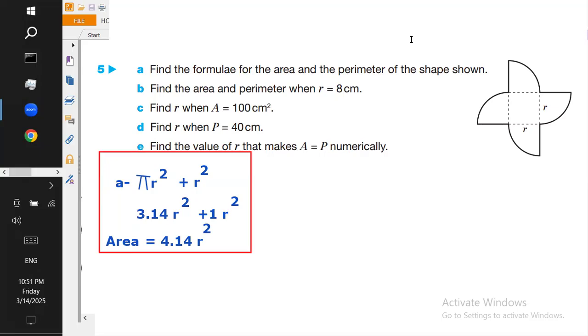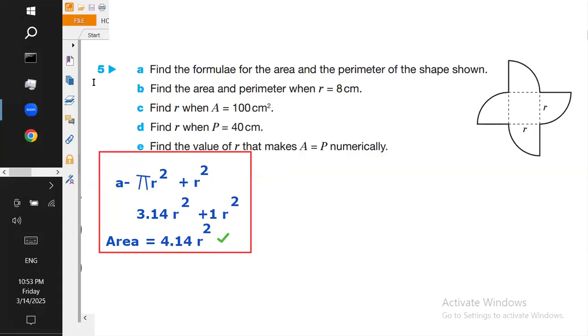Now in this part here, I'm going to find the perimeter of the shape. Now the meaning of perimeter is what? It means what's outside the shape. Now we found the formula of the area of this shape. Now we're going to find the formula of the perimeter of the shape. First, we need to understand that perimeter means what? It means the outside of the shape.